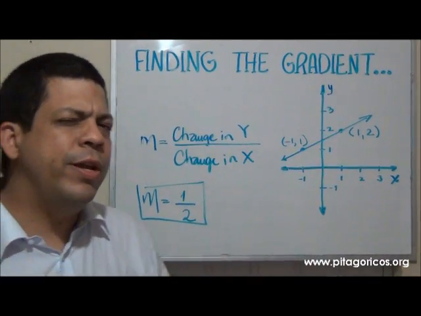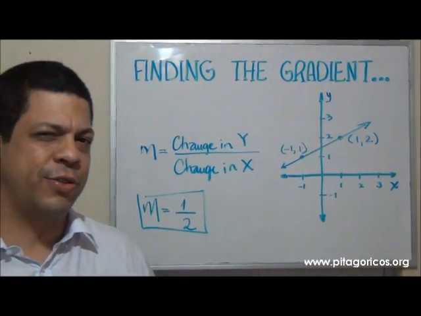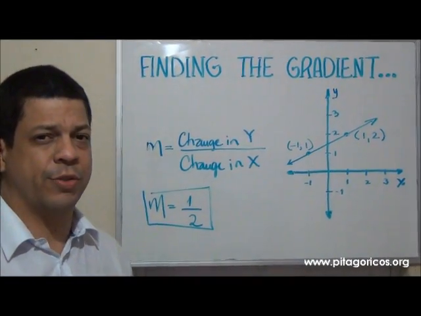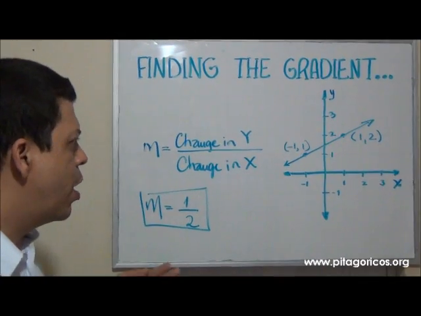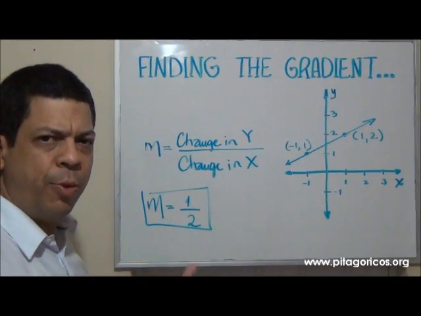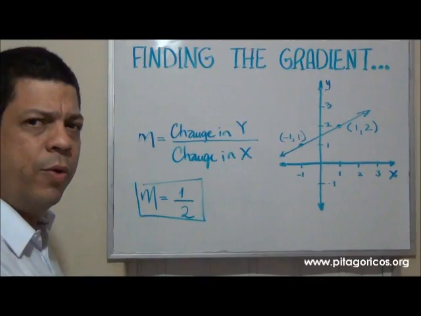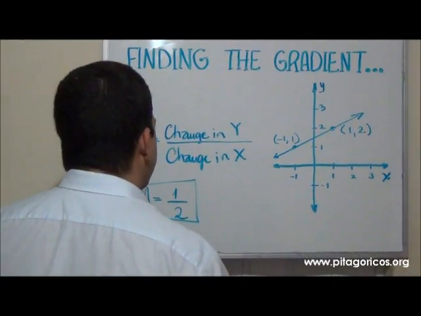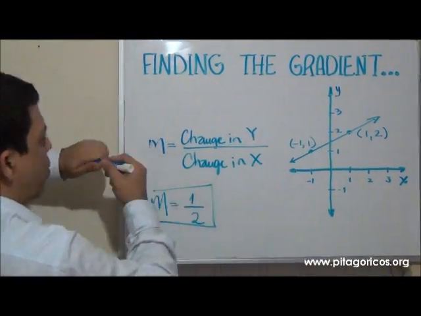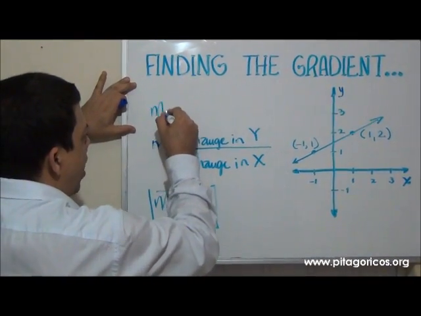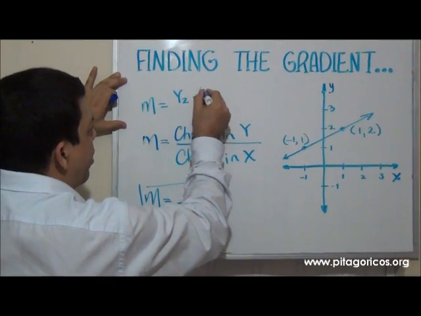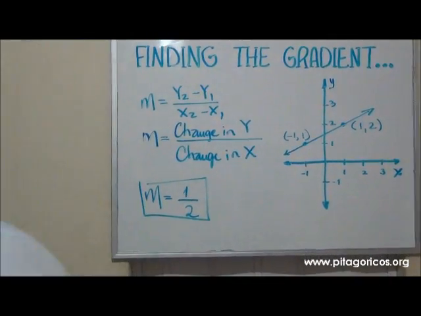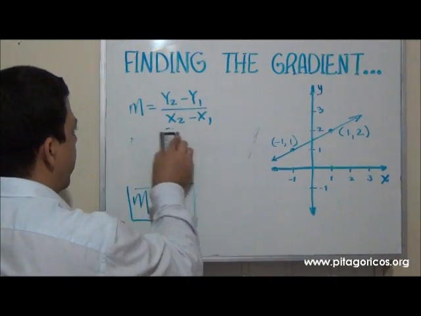However, I think we need a more mechanical process so that you don't have to think so much or have the graph to find the gradient. So the process is very simple. What we do is subtract the corresponding coordinates, that is the y coordinate and the x coordinate. I'm going to put this in other words: m equals y2 minus y1 divided by x2 minus x1. Let me erase this and I'll show you how to do it.